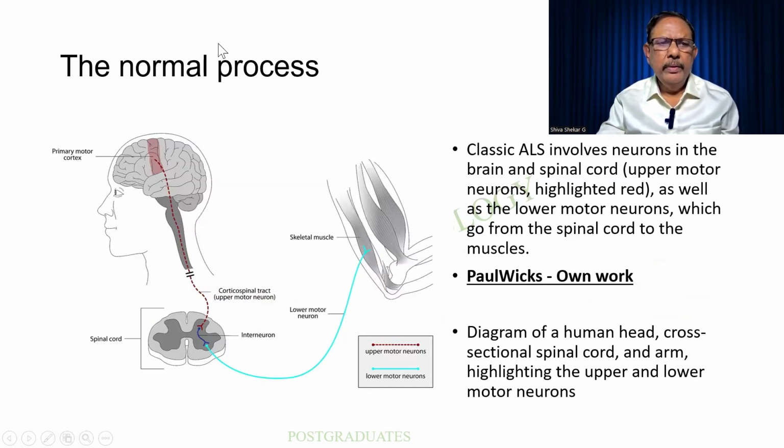Look at this. This is a normal process wherein I am finding a central tract, there is a spinal cord, and then the lower motor neuron leading to the activity of the skeletal muscle.